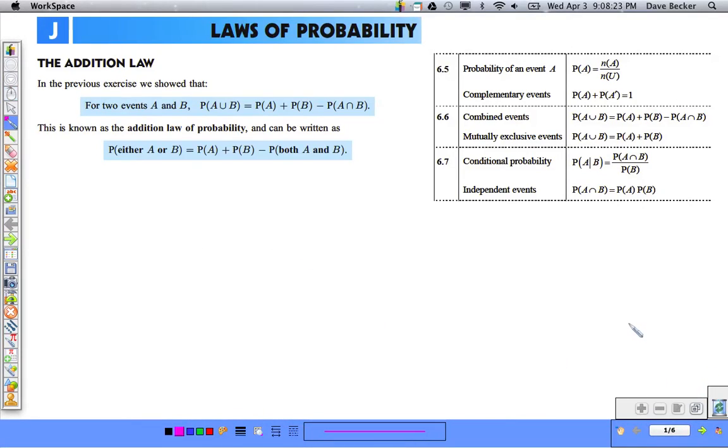Okay, we are back and better than ever. We're talking about the laws of probability, and the very good news is that almost all of these laws, or everything you're going to see here, are on your formula sheet.